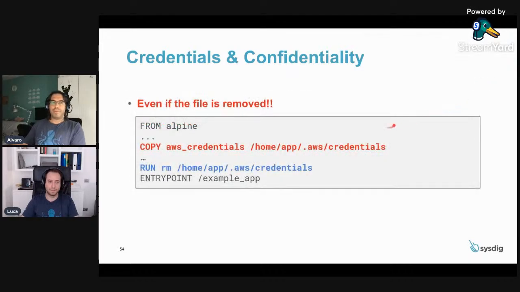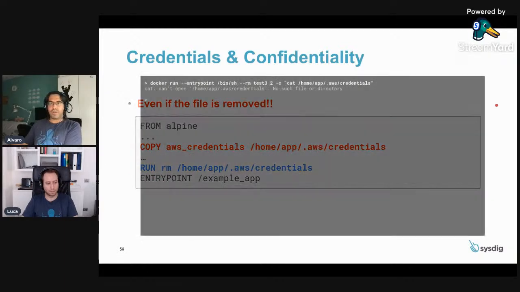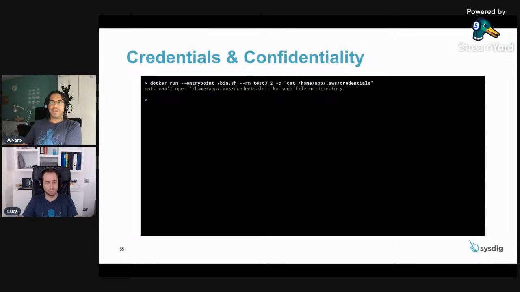You might say, but I can copy these credentials in here because I need them in a later step. For example, I'm running something that needs to create a bucket in AWS, so I need the credentials then. And later I will remove the file. This won't work. It is not that easy. It is a bit trickier, because if you try to cat the file, it doesn't exist in the final image.